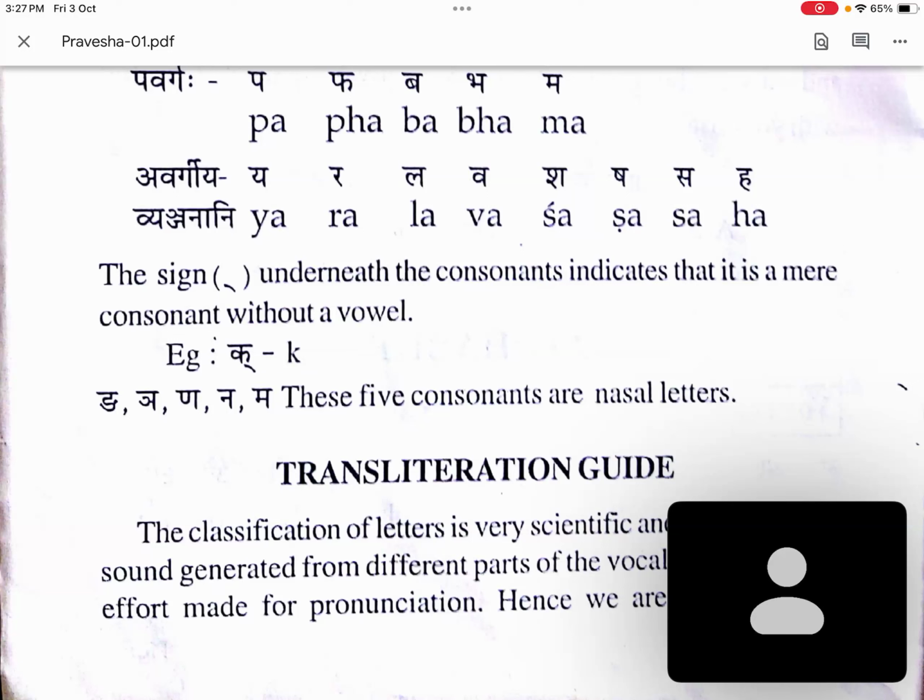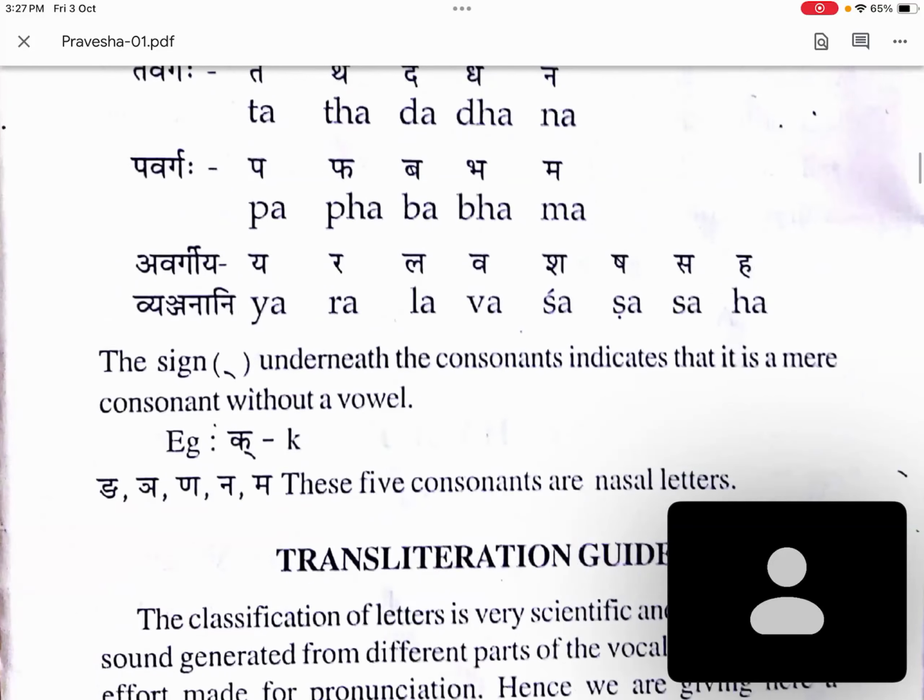So you have understood the places of production of sound for all these letters, and what is the Vargiya Vyanjanam and what is the Avargiya Vyanjanam. Does anyone have any doubt in this? Then I will go to the next. Any doubt? No. Ta, tha, da, dha, na. What is it? Kantha, talu.